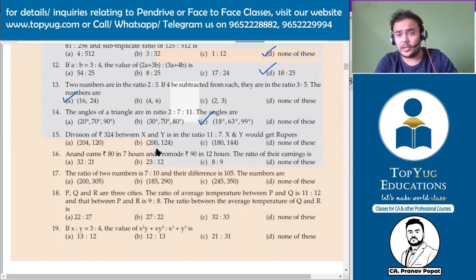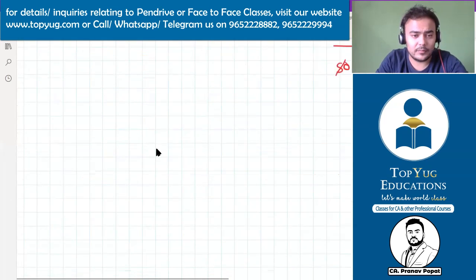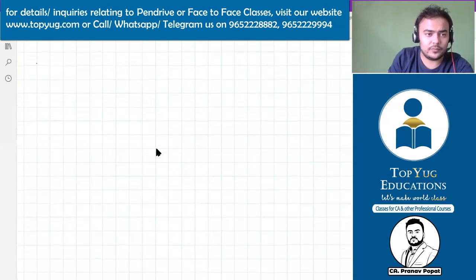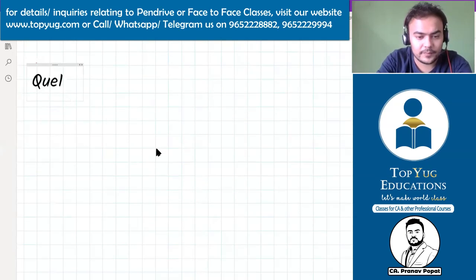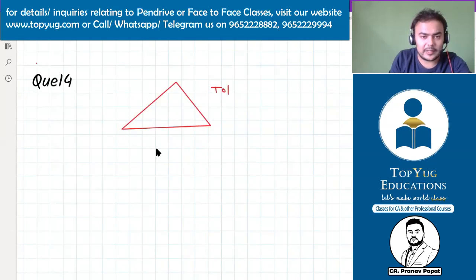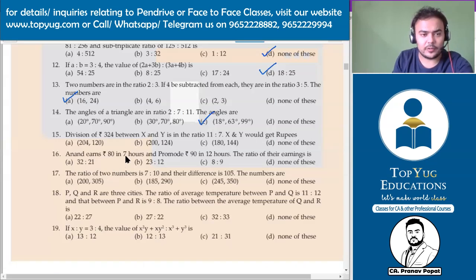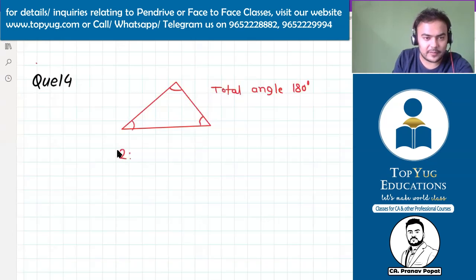Sahil, I should not repeat actually the 14th one, but okay, now you're asking, I have to. See, for any triangle, the total angle is always equal to 180 degrees. So there are three angles, right? 1, 2, and 3. The sum of three angles should be equal to 180 degrees. Now, you have a ratio in question 14. The ratio is 2:7:11.